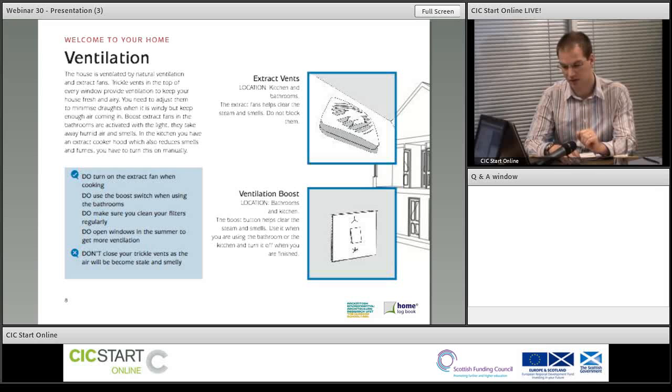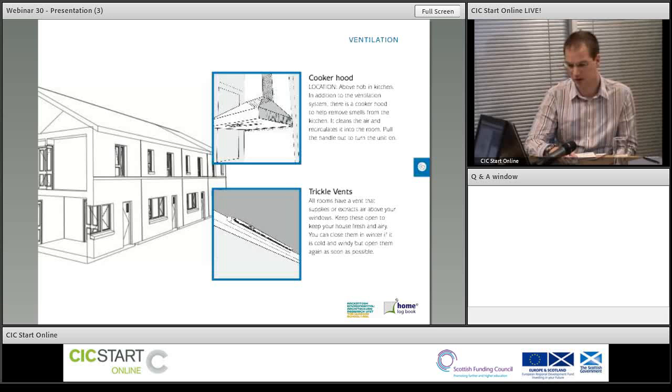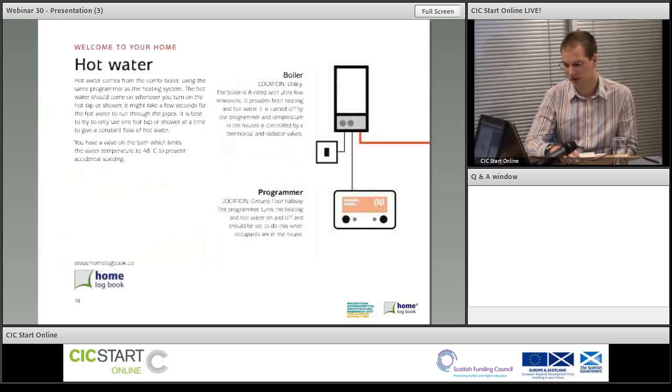Extract fans, roofs. Again, do's and don'ts, straightforward information. Another important thing is the location of all of these things. Where is your boiler? It may not be obvious in many houses, particularly with things like MVHR. Where is the MVHR unit? Is it in the loft? Is it in a cupboard? Is it hidden away? Sometimes these things are not obvious. And typical settings as well.